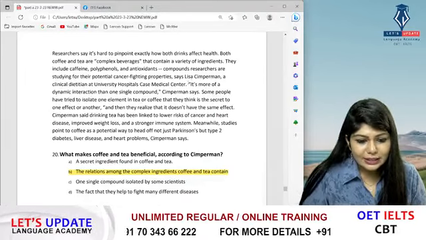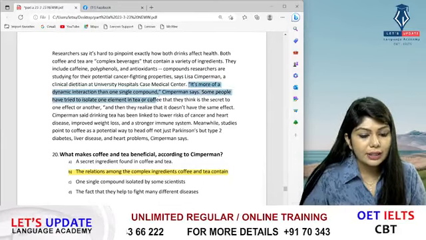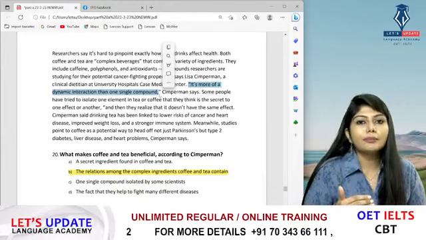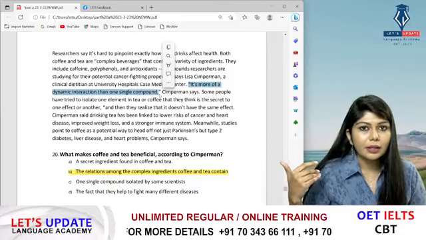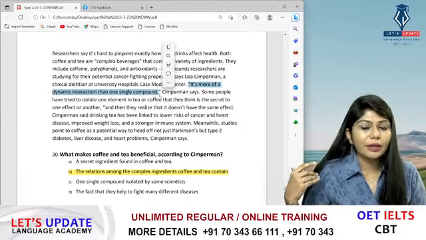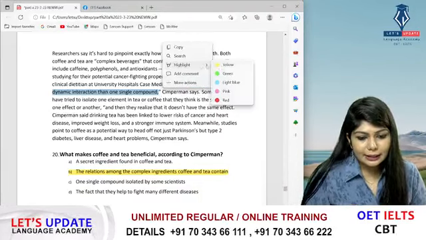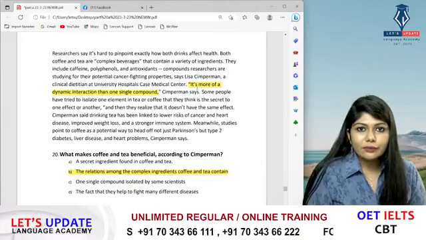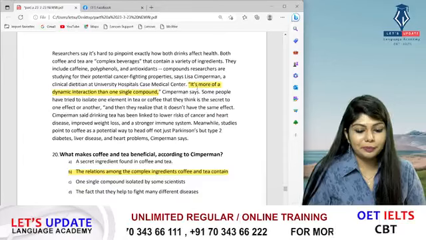Okay, so it's suggested in this particular line it's more of a dynamic interaction than one single compound, because when they isolated it, they didn't have any beneficial effect than when it was all mixed together or working in combination. That is what is suggested, and that is why I've highlighted that part of the paragraph, which will suggest that the correct answer is option B.